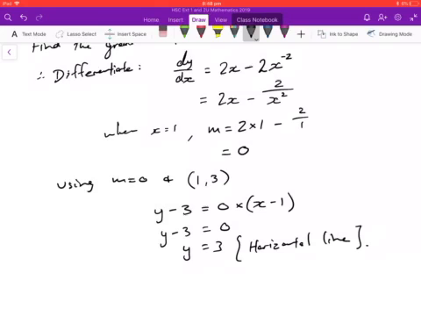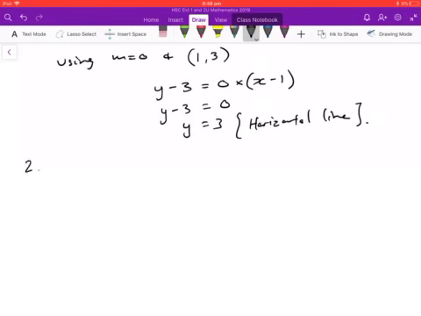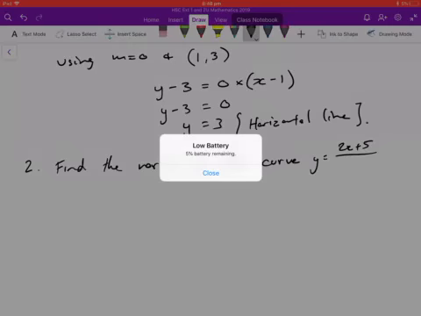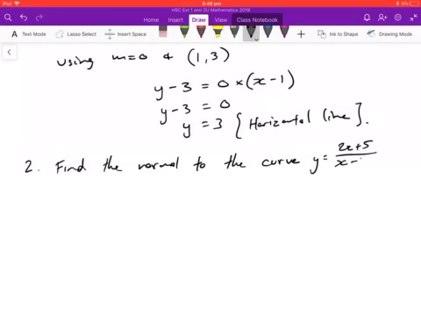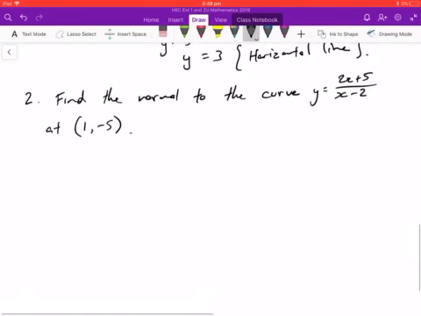Okay, let's try one more and see how we go with it. Find the normal to the curve y equals 2x plus 5 over x minus 2, oh dear, x minus 2, my battery's going down, at (1, -5). Better hurry up here.